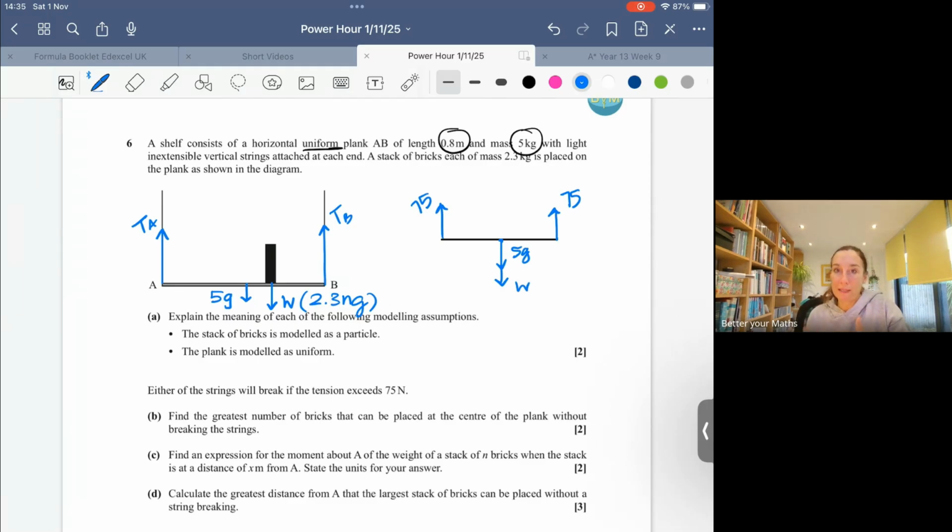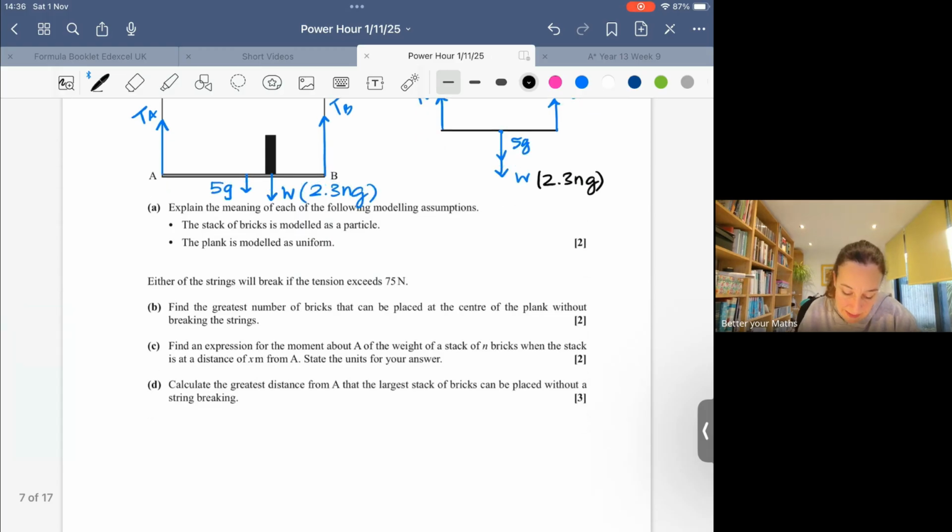How am I going to find the maximum number of bricks? I can take moments, but it's even easier if I consider forces, because this is in equilibrium. The forces pointing up are going to be equal to the forces pointing down. The resultant force is 0. So forces pointing up, I have 75 plus 75, are going to be equal to the forces pointing down, 5G plus W. And that way we can find W, or again, if we want, we can write 2.3 ng and then find n straight away. So let's do that.